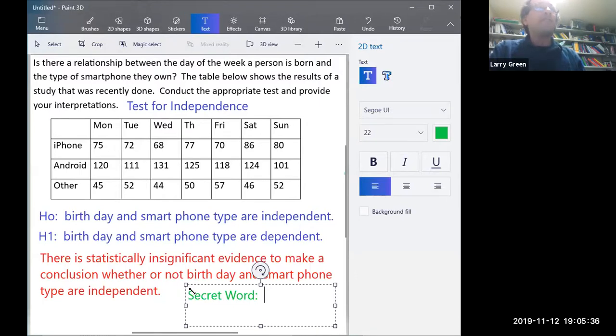If you know which test to use, you just got to remember if it's independence, better have the word independent there in H1, H0. If it is goodness of fit, you better have the word distribution. If it is homogeneity, you better have distributions. Otherwise, it's not that hard, but if you get the test wrong, you're screwed.